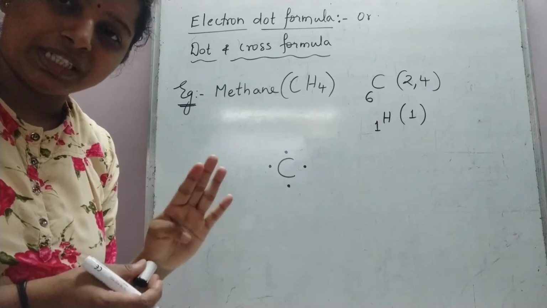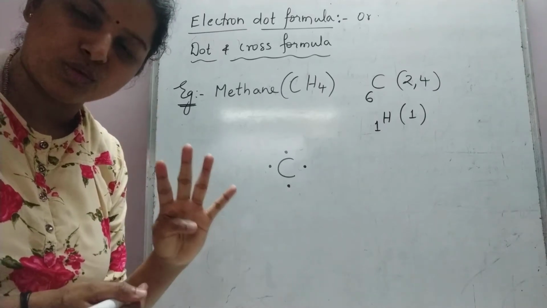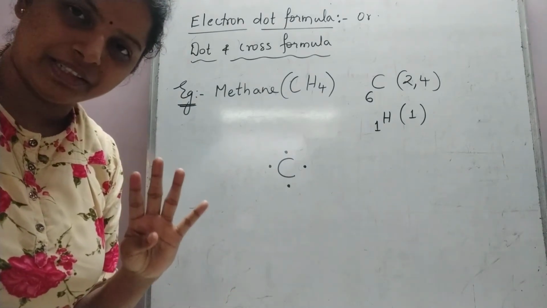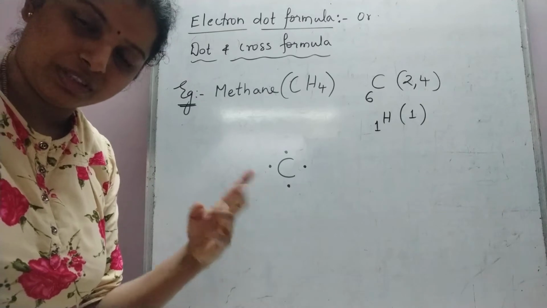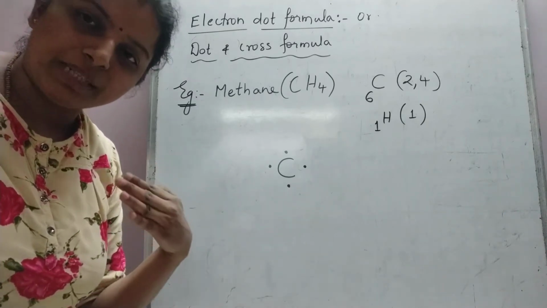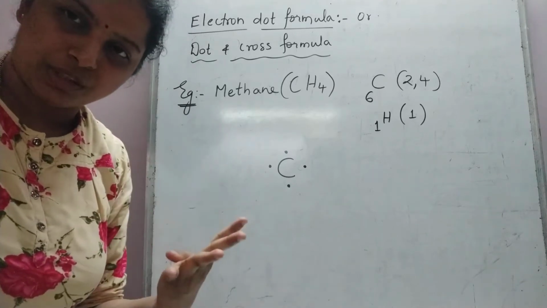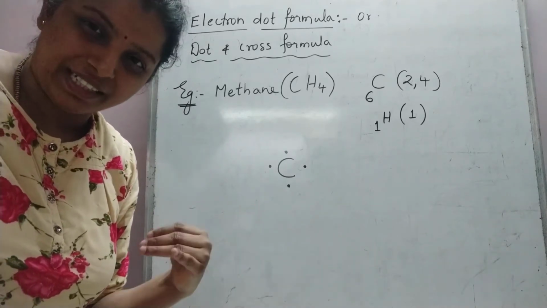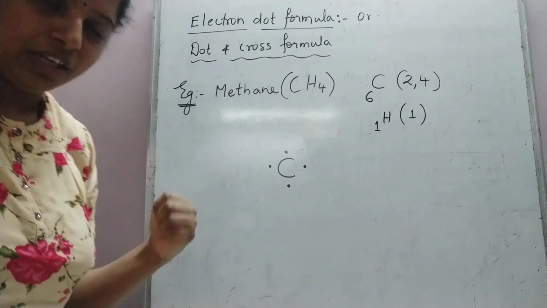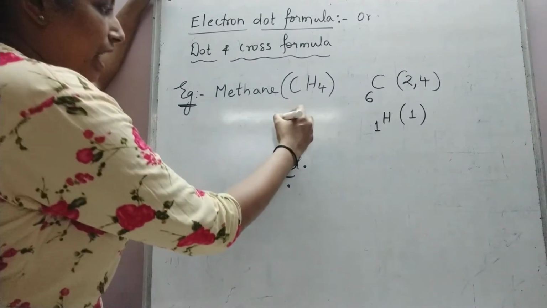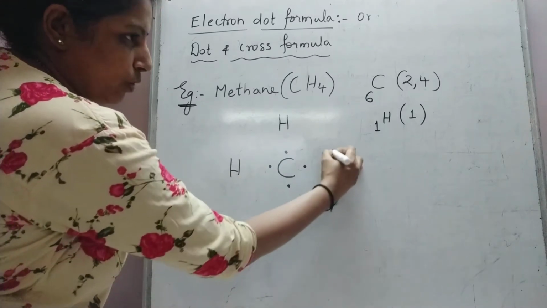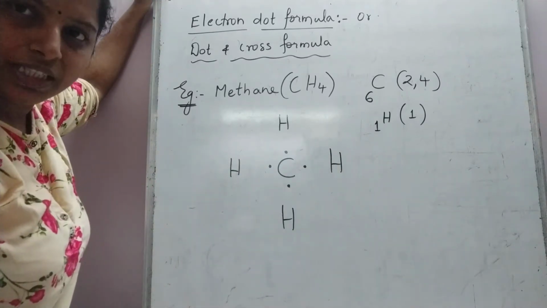Now carbon requires 4 more electrons to complete its octet, which can be attained by sharing its 4 electrons. Now this kind of sharing is mutual. Mutual sharing means, when carbon is sharing 4 electrons, it will also get 4 electrons from other atoms into sharing. So I will draw the 4 hydrogen atoms here, which are going to share their electrons with the central carbon atom.